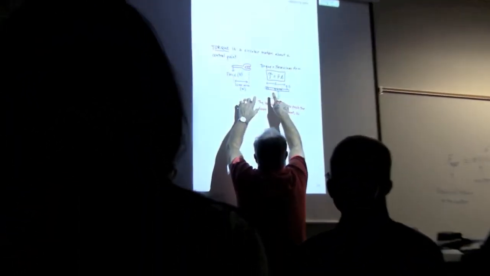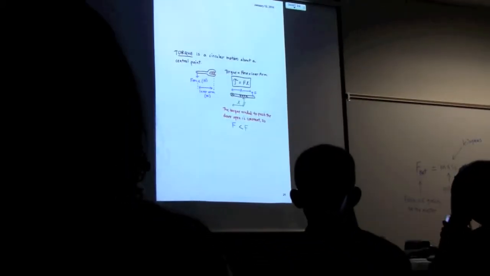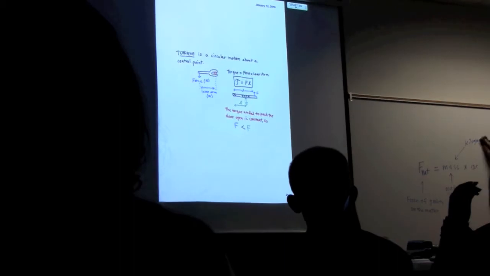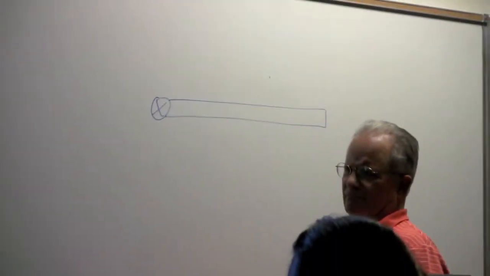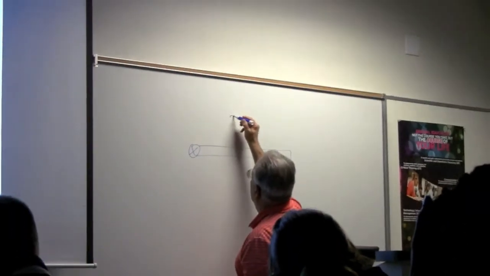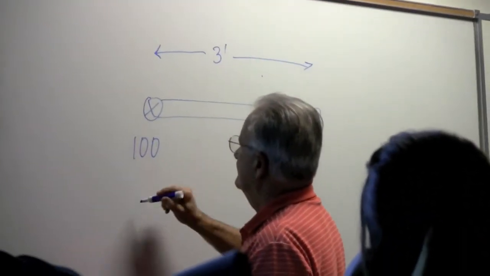So in order to generate that amount of torque, maybe let me write that down here. It might be easier to show this in a diagram like this. Let's say here's the hinge, and say this is the door like I have there. And let's say the door is, what do you want to say, 3 feet from one end to the other. And let's say that the amount of torque that we need here is 100 units of torque.